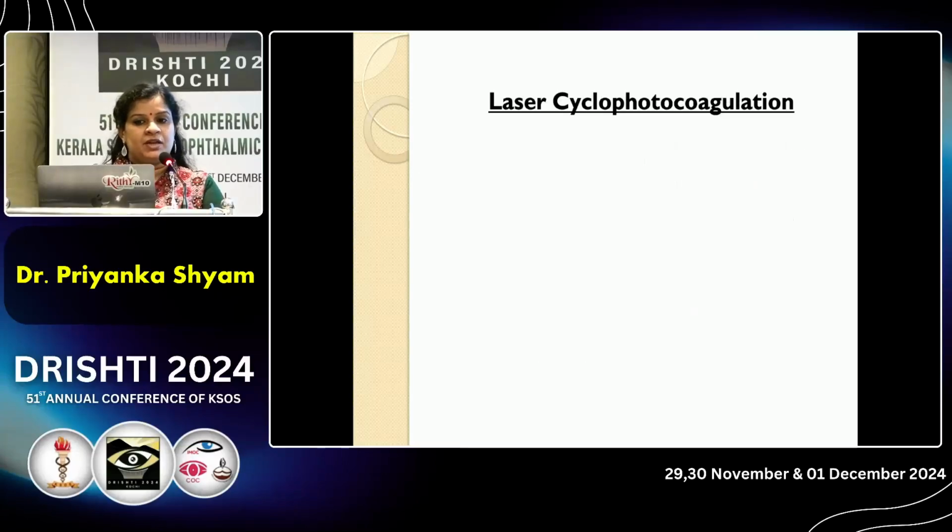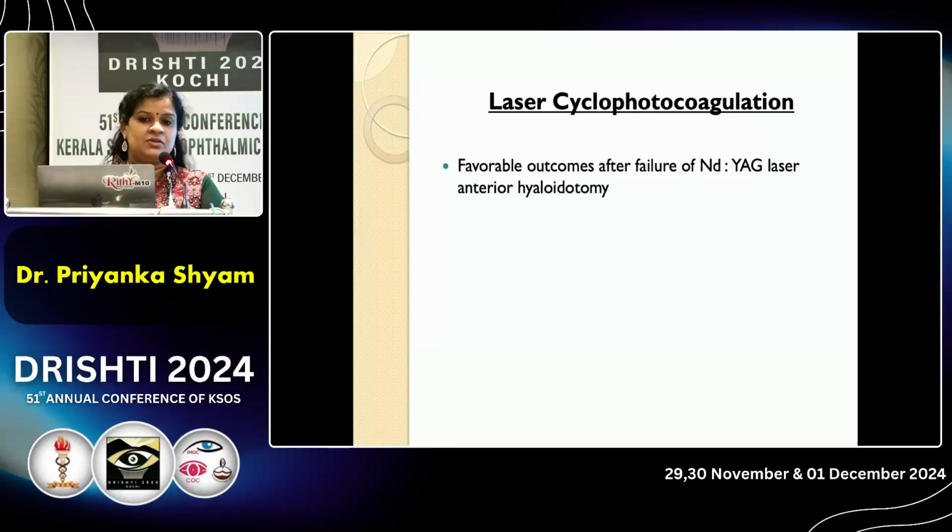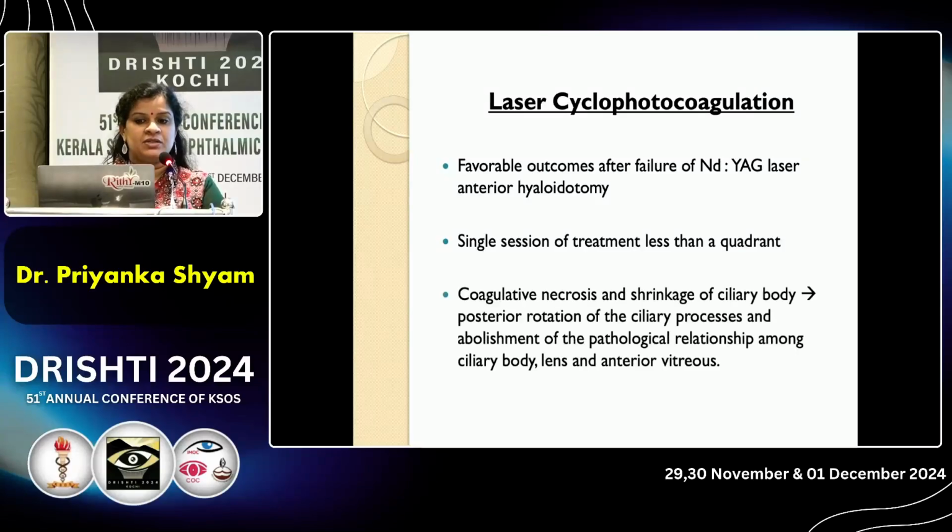Then laser cyclophotocoagulation is done. It is usually done after failure of Nd:YAG laser anterior hyaloidotomy. A single session of treatment less than a quadrant is sufficient. Coagulative necrosis and shrinkage of the ciliary body causes posterior rotation of the ciliary processes.